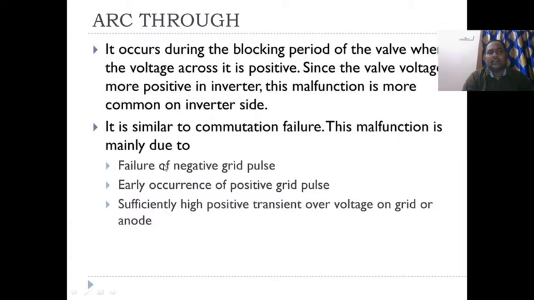The main characteristics of arc through are failure of the negative grid pulse, early occurrence of the positive grid pulse, and sufficiently high positive transient overvoltage on the grid or anode.